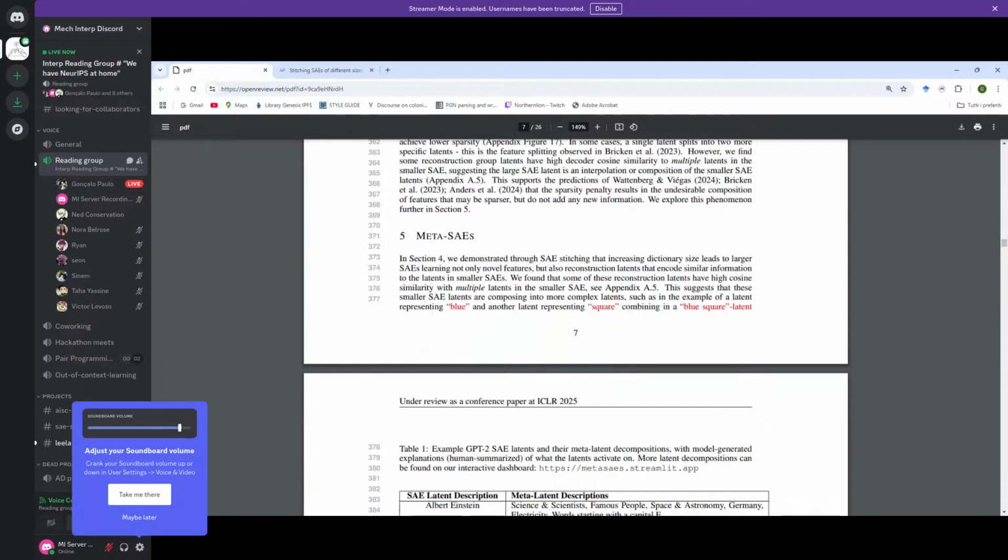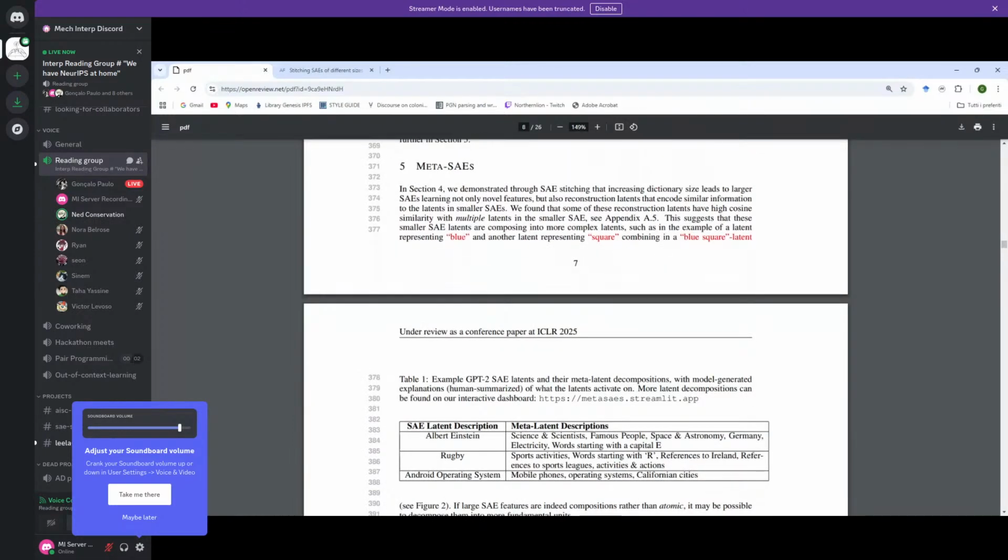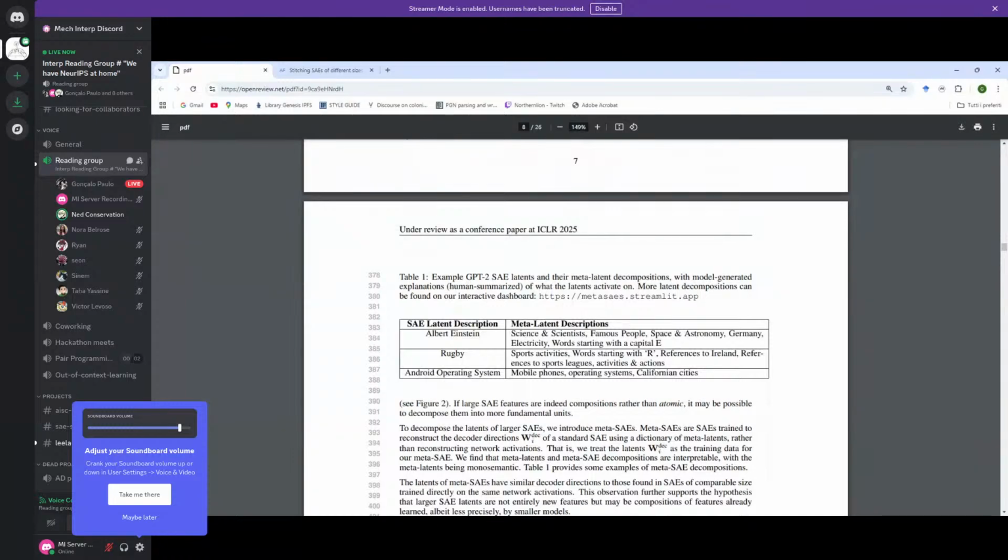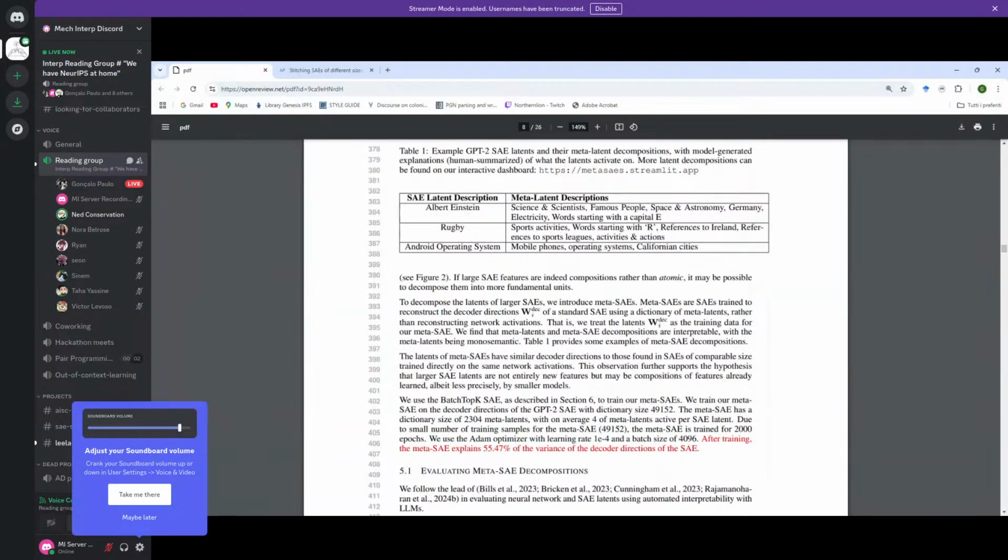I think your comments were also really on point about this idea that, okay, it's not really surprising that Albert Einstein is not an atomic concept. Are atomic concepts even real? Nobody knows. It seems like the answer is probably no, but I don't know. That was maybe a thought there.